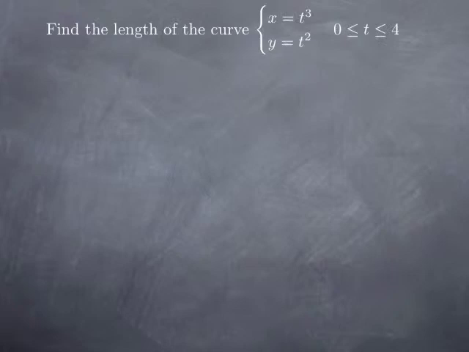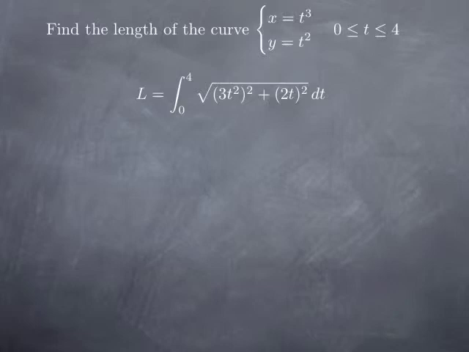Notice that on that interval both x and y are one-to-one functions, and therefore the curve is traversed exactly once as t increases from 0 to 4. x and y are both polynomial functions of t, and therefore we have a smooth curve.